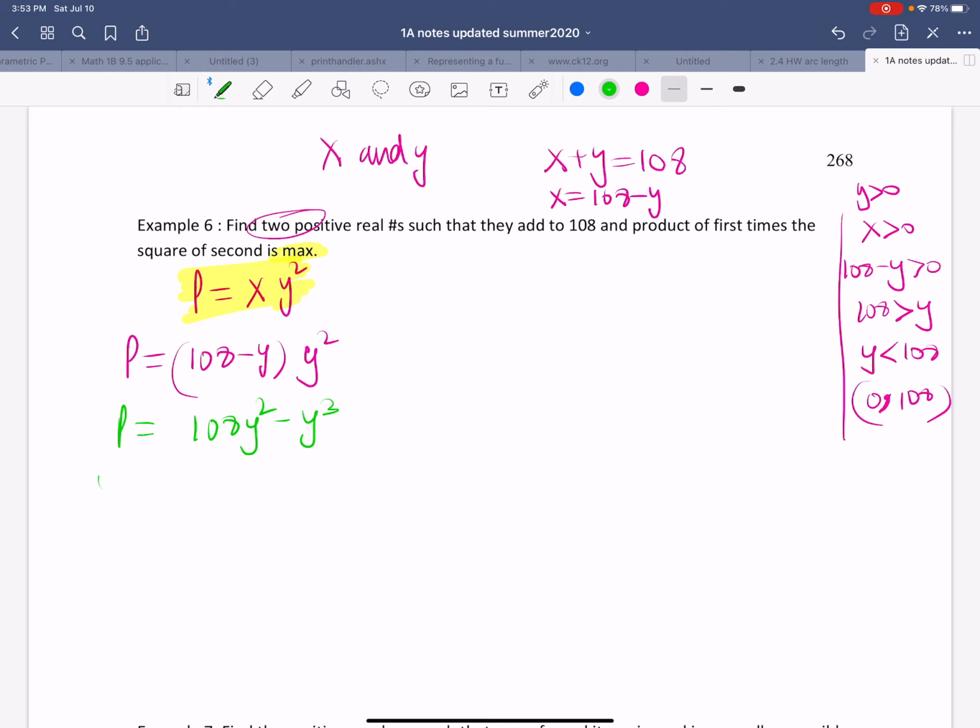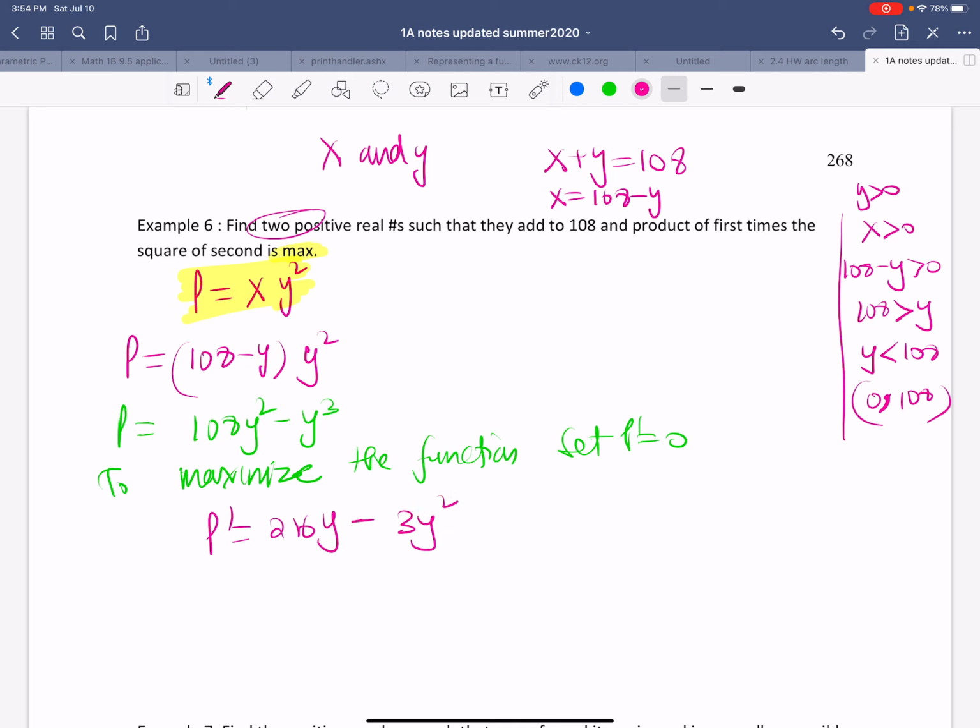Now we're going to maximize this function, which is called optimization, maximizing or minimizing. To maximize the function, set the derivative p prime equal to 0. So p is 108 y squared minus y to the third. P prime is equal to 108 times 2, which is 216y, minus 3y squared. So p prime equals 0 means 216y minus 3y squared is equal to 0.